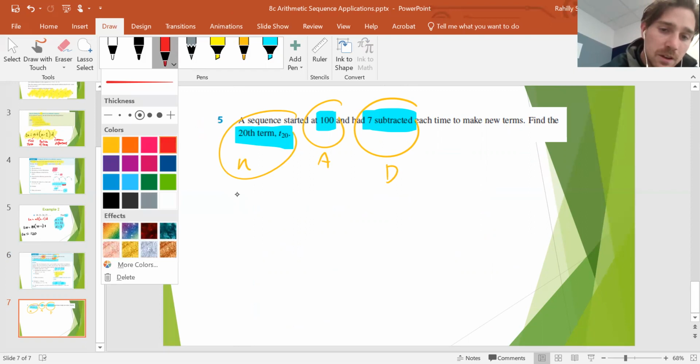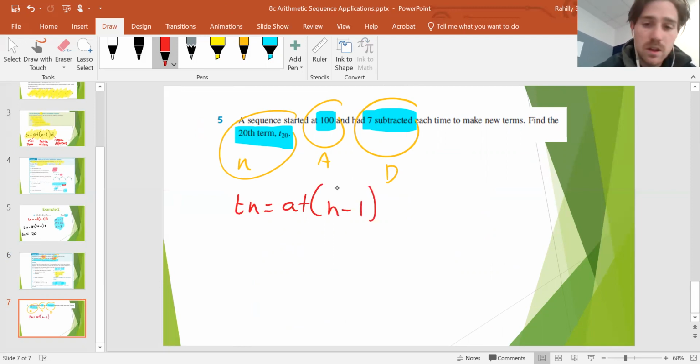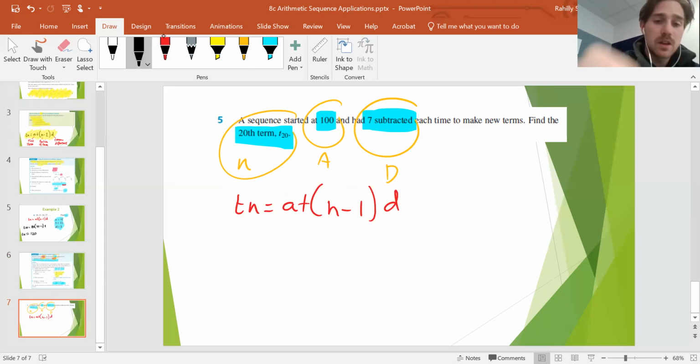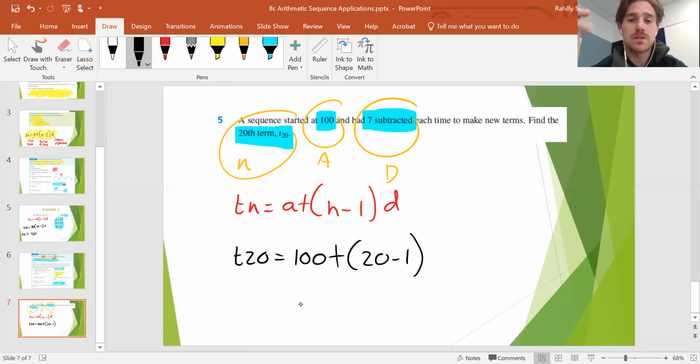Of Tn equals A plus N minus 1, D. So we're just going to substitute our values. It becomes T20 equals A is our 100 because that's our starting, plus bracket 20, take away 1, close brackets, multiplied by our common difference, which is 7 subtracted, so negative 7.